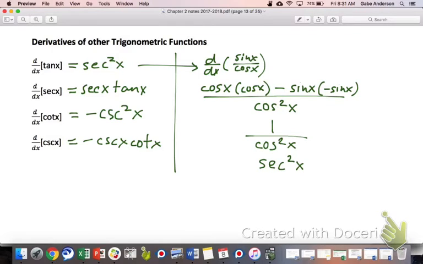Like I said, all of those are similarly provable. You can do it if you want. You can do it on your own. You can think of it as a little math puzzle if you want to try it yourself.